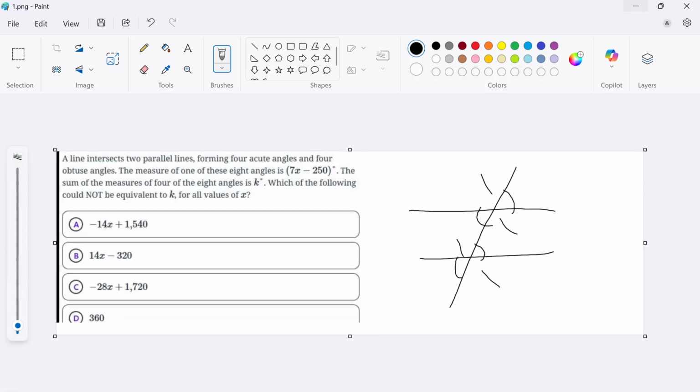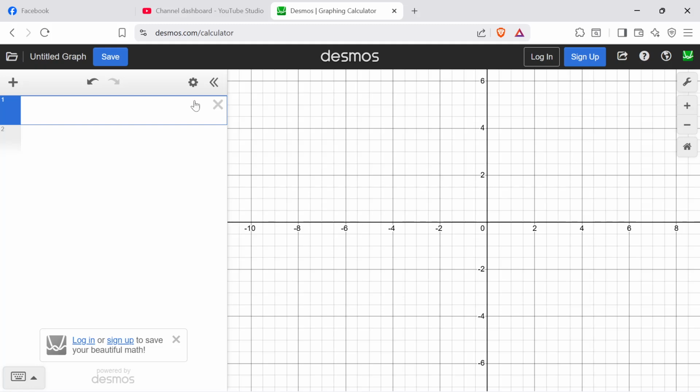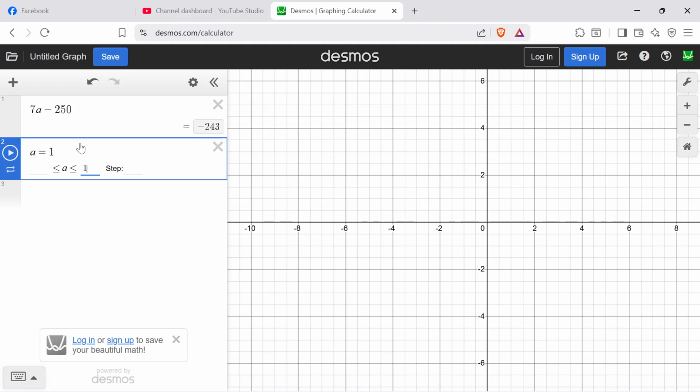I will write this equation, except I'm not going to use x, I'm going to use a. When I use x and y, it wants graphs or functions. I'm going to use a so that I can put a value in. 7a minus 250, 7a minus 250, and then a value for a. And I don't want a negative angle, so I'm going to have to create a slider. Let's do that. And I want to make it a nice, easy number to work with.